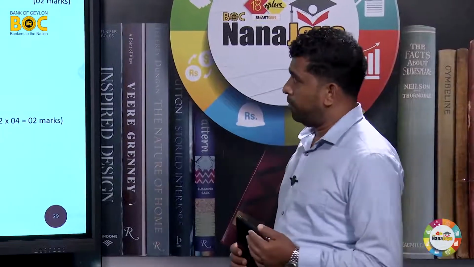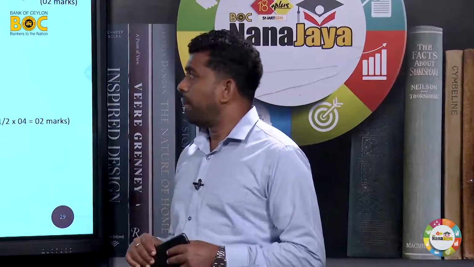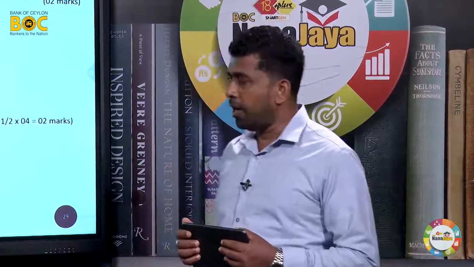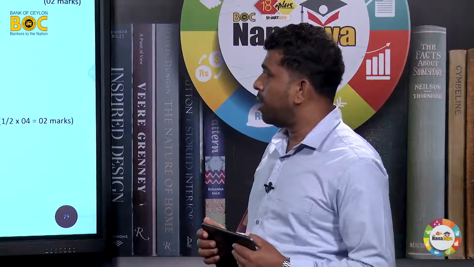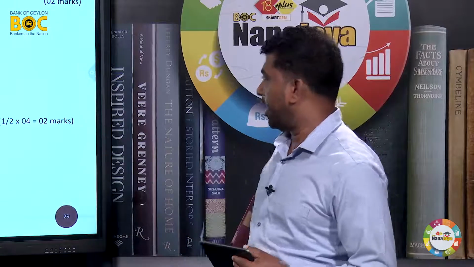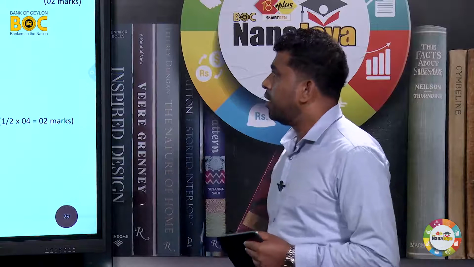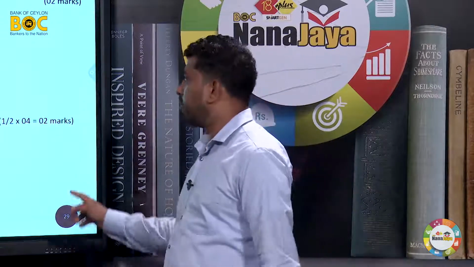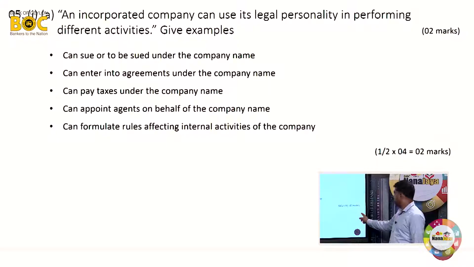So, we know company is a legal person. By using its business name, an incorporated company can perform these activities. So, you have to mention 4 examples to get 2 marks for this question. Let's move on to the next part of this question.